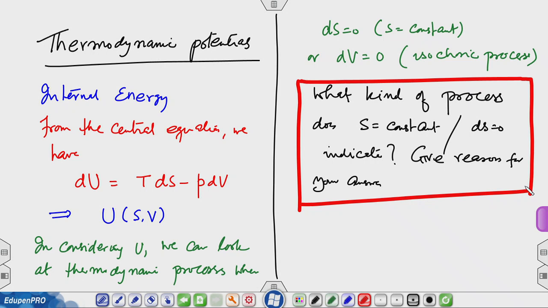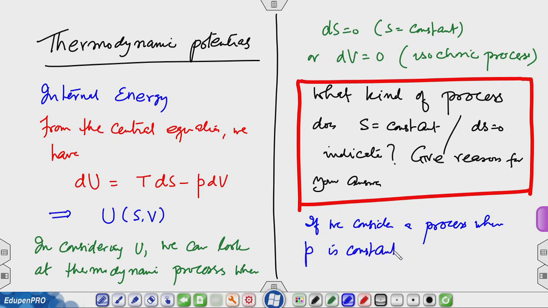So, for example, if I now consider a process where P, the pressure, is constant, we need a quantity different from U for this.